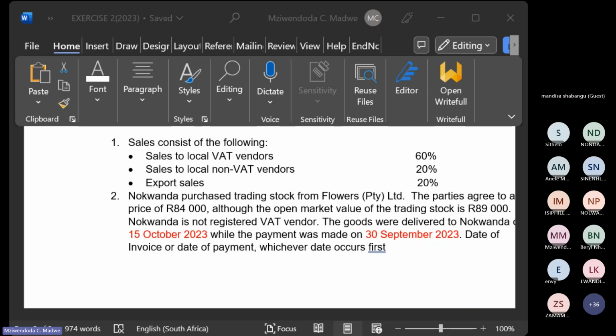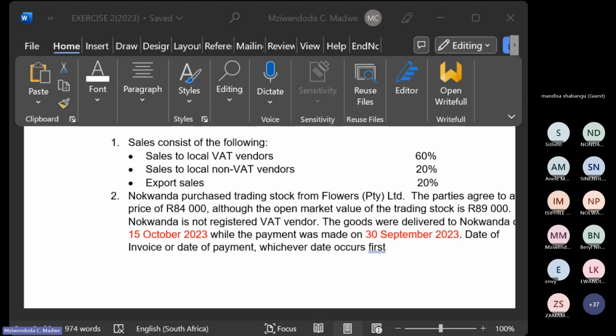Whereas a date of payment is the date which is stipulated in subsection 1. Kusho ukuthi sine date ka general rule which is 30 September. Sibe ne date ye special rule which is 15 October. The question is which date you will finally use here.